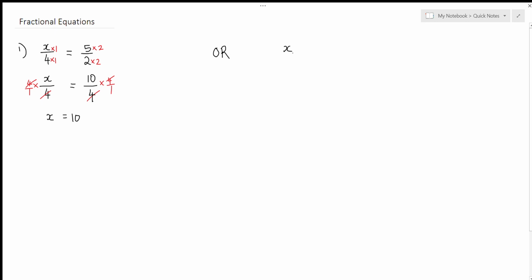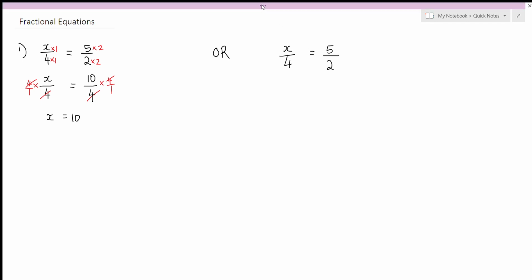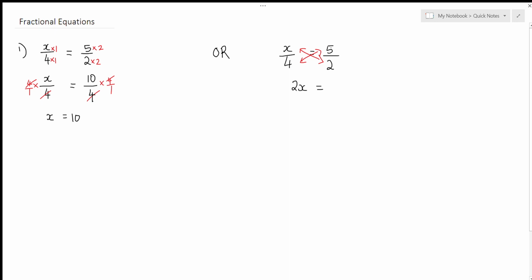Now, there's another method that you might have heard of. So you've got x over 4 equal to 5 over 2. Here you might have heard of what we call cross multiplication. So we're going to go x times 2 is 2x equal to 4 times 5, which is 20. And then we divide by 2 on the left hand side, divide by 2 on the right hand side, and x is equal to 10. Okay, so you can choose which method you prefer.